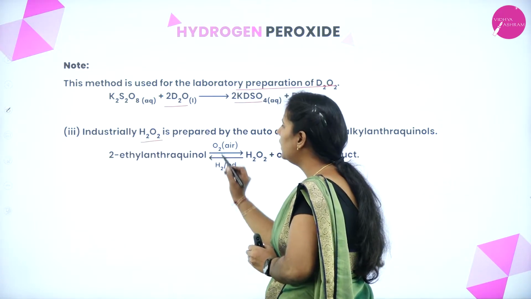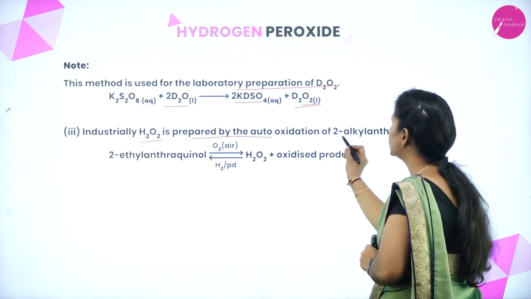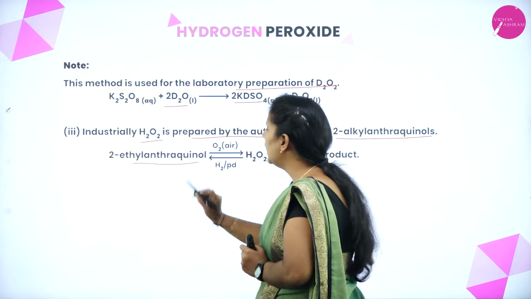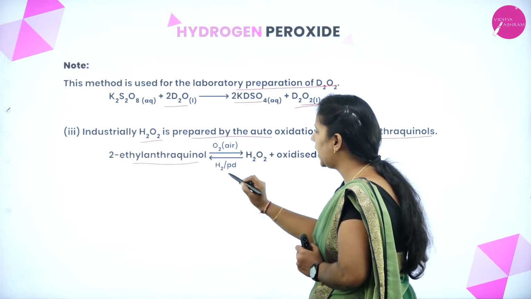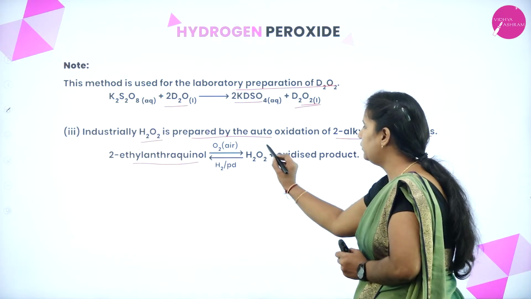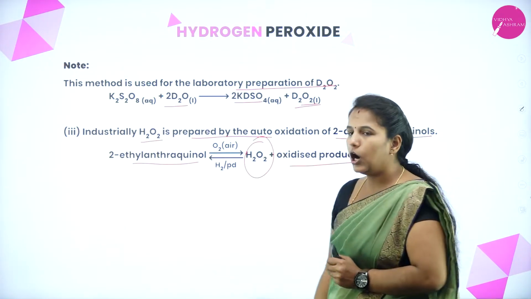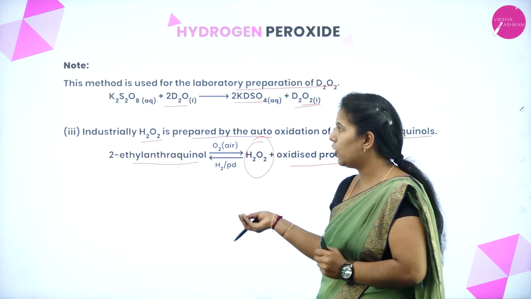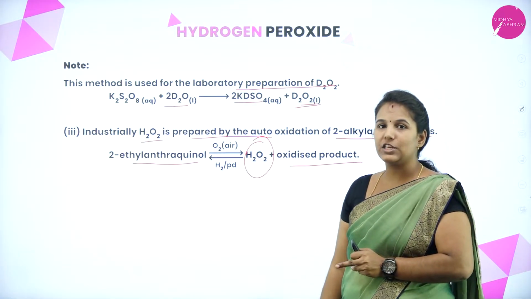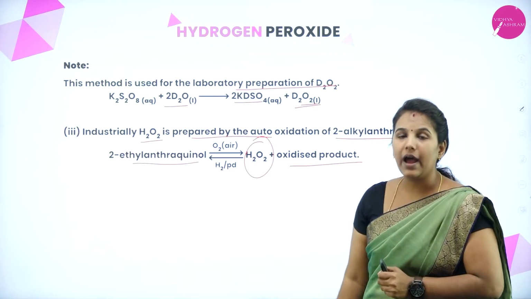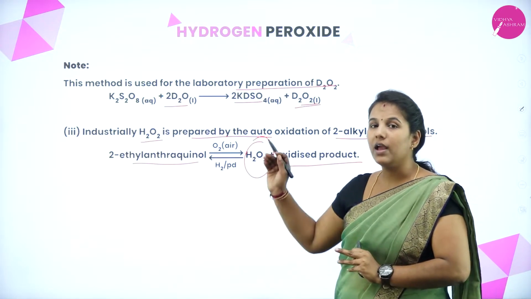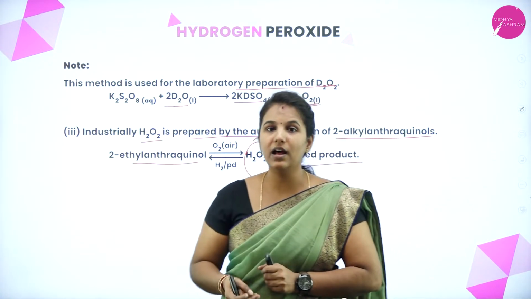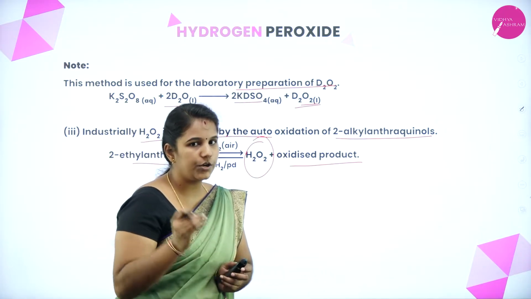Industrially, H2O2 is prepared by auto-oxidation of 2-alkyl anthraquinol. You can see that 2-alkyl anthraquinol, which upon oxidation by using palladium as a catalyst, forms what? H2O2 with an oxidized product. So here you can see that we can easily prepare hydrogen peroxide by using auto-oxidation of 2-alkyl anthraquinol. This is one way, and we can easily prepare the industrially useful deuterium oxide on the other hand. So hope you have understood these two methods.